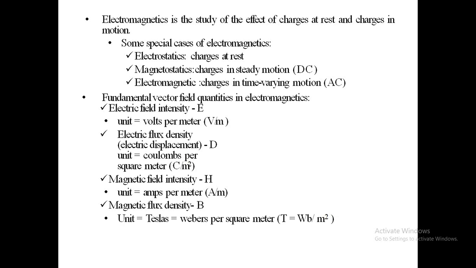Fundamental vector field quantities in electromagnetics are given below. Electric field intensity E, whose unit is volts per meter; electric flux density D, whose unit is coulombs per square meter; magnetic field intensity H, with unit amps per meter; and magnetic flux density B, with unit teslas, that is webers per meter square.